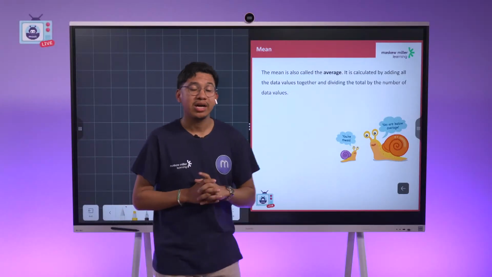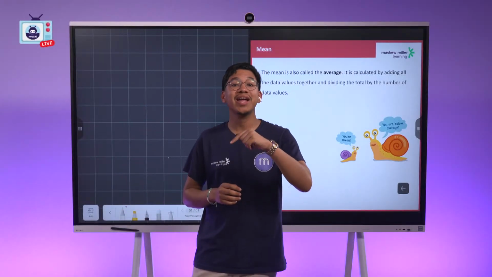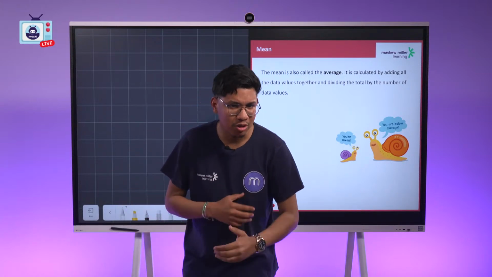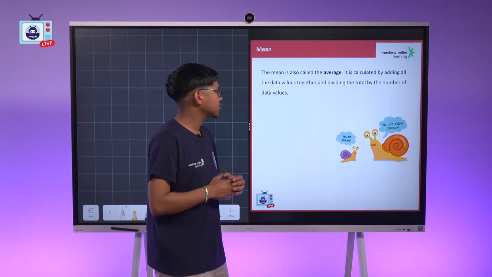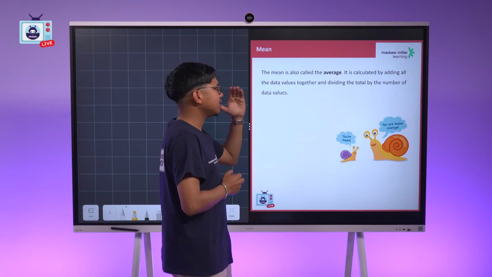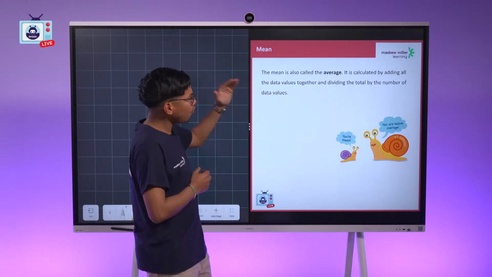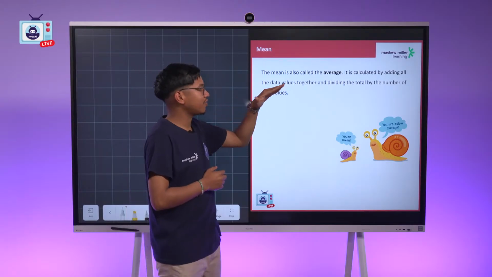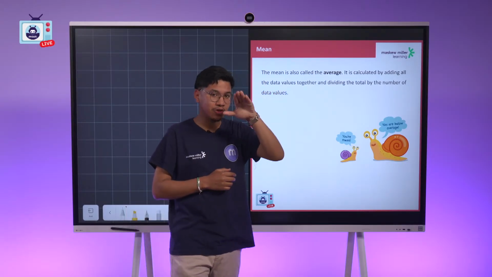What is the mean? Another word for mean is also the average. Now some of you heard this word before, average, but maybe you don't fully understand what it is all about. So let's see what it is. How do we find the mean? How do we find the average, right? It is calculated by adding all the data values together and dividing it by the total amount of numbers there are in the data set.